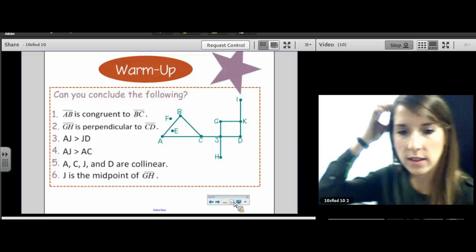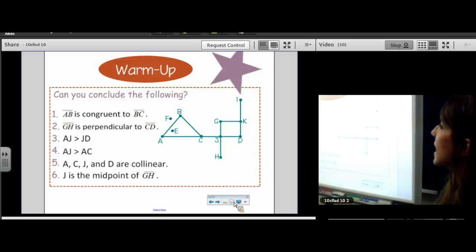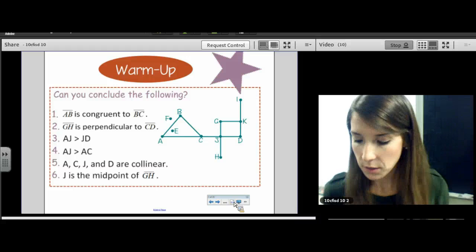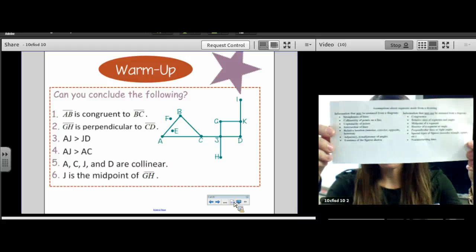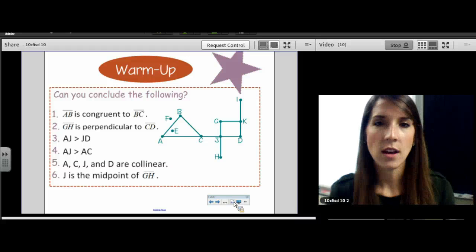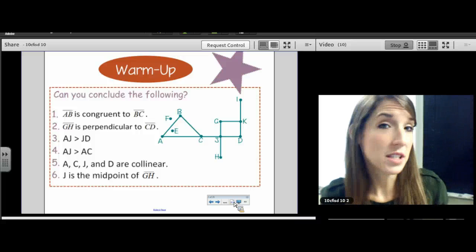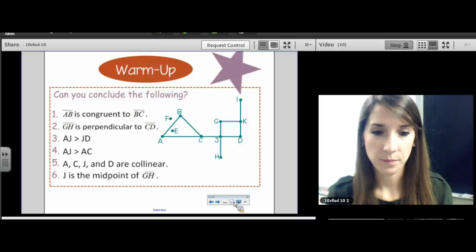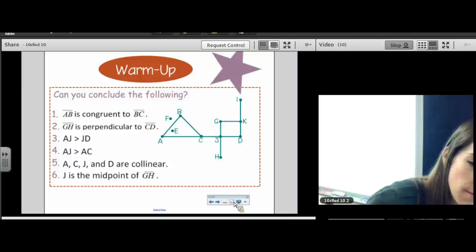Y'all had some time to look at the warm-up? Can you conclude the following? So we're using this little sheet that we got yesterday to decide if we are allowed to assume or if we're not allowed to assume. So let's look at number 1.